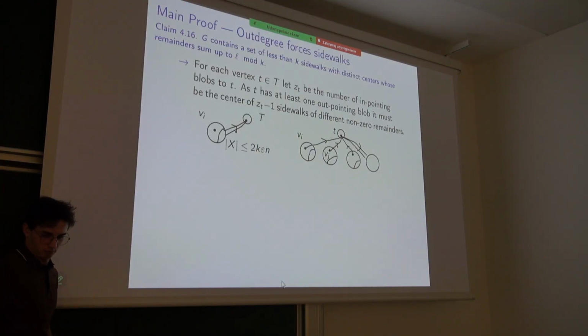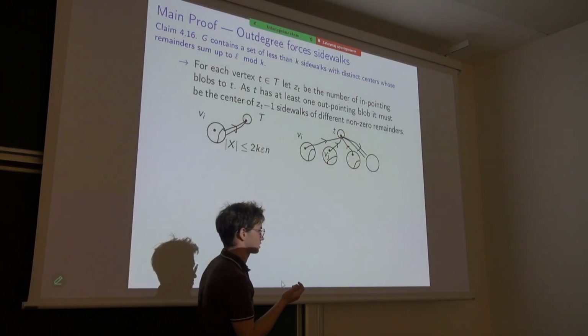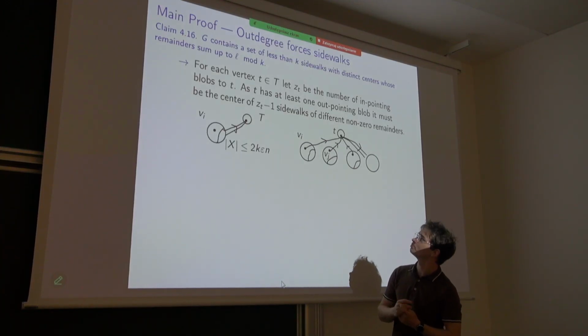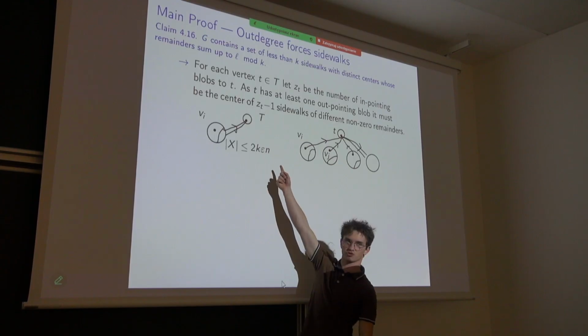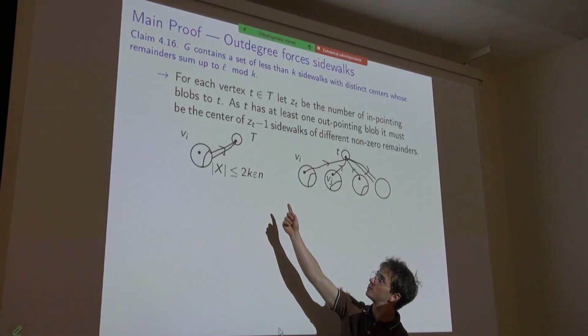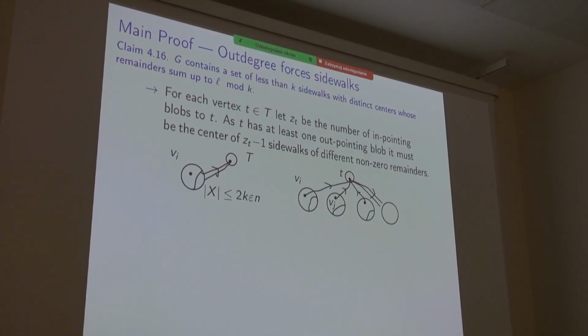So how do we prove that there exists such a set of cycles? And this one is actually pretty fun. We look at the vertices in the trash set, the set T, and we basically want to remove.